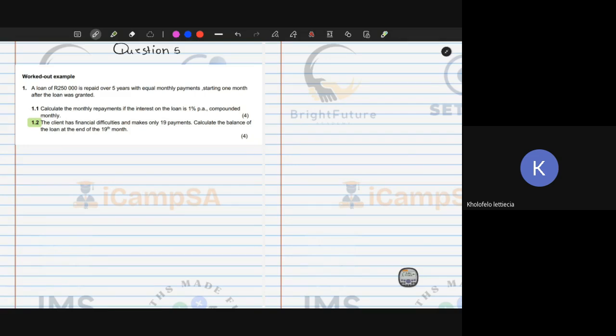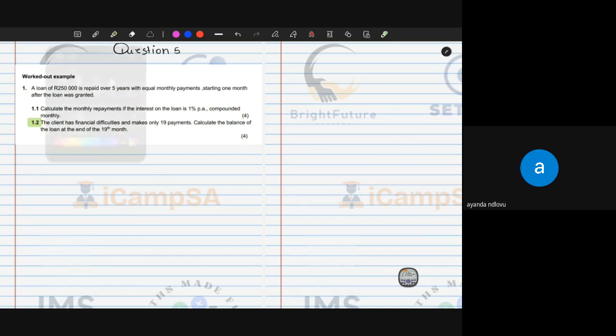And can we please have someone who's going to read for us 1.2? Any volunteer? Okay, you guys choose each other. Go ahead. The client has financial difficulties and only makes 19 payments. Calculate the balance of the loan at the end of the 19th month.